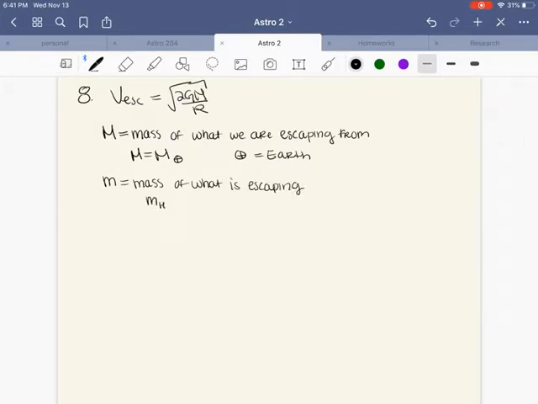So we've got little m for hydrogen is 3 × 10⁻²⁴ grams. Little m for the space shuttle is 10⁷ grams, right? And then r is the radius you are escaping from. Both the hydrogen atom and the space shuttle are escaping from the surface of the Earth, so we're going to use the radius of the Earth.